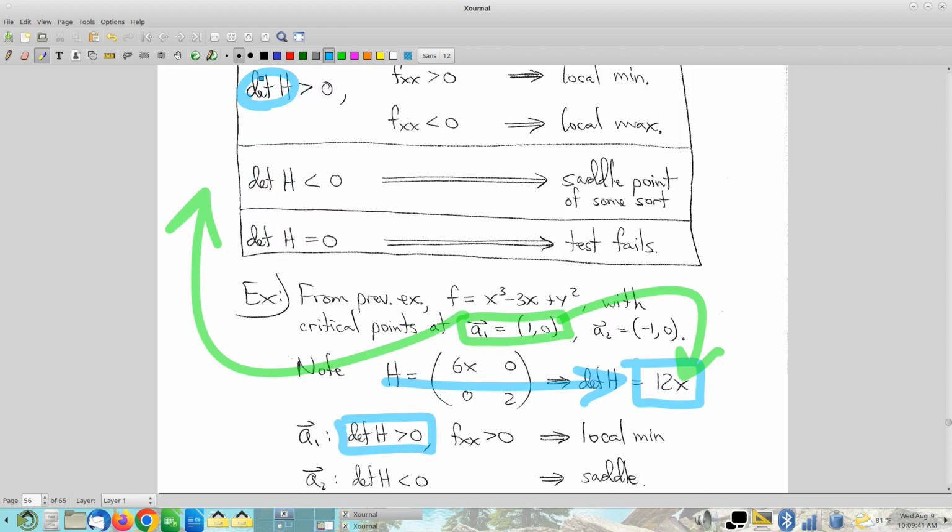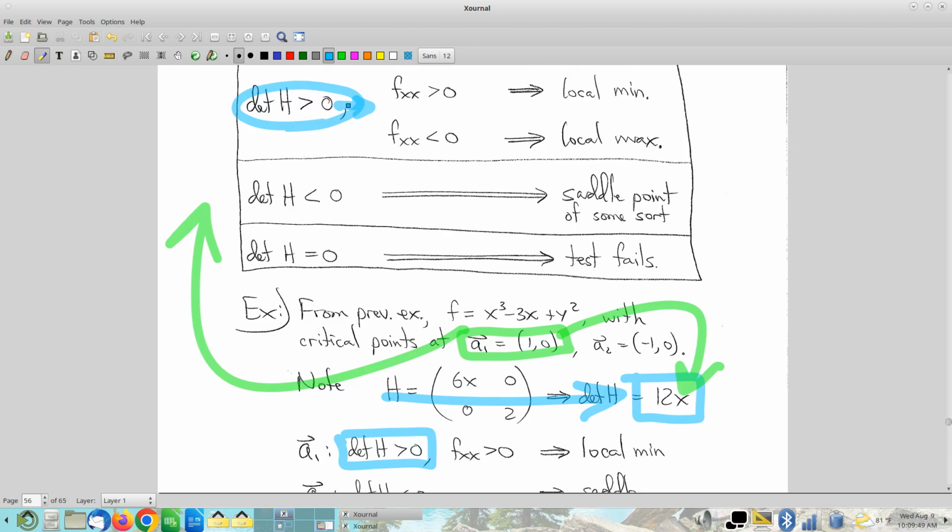Because the Hessian determinant is positive, that means that I look at this part of our chart. Everybody with me so far?